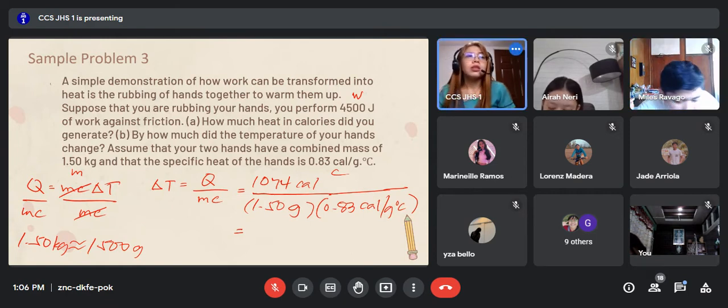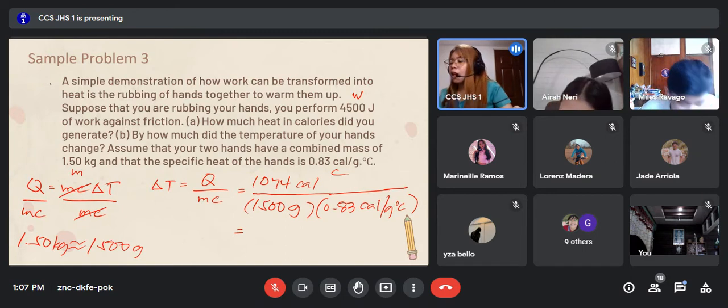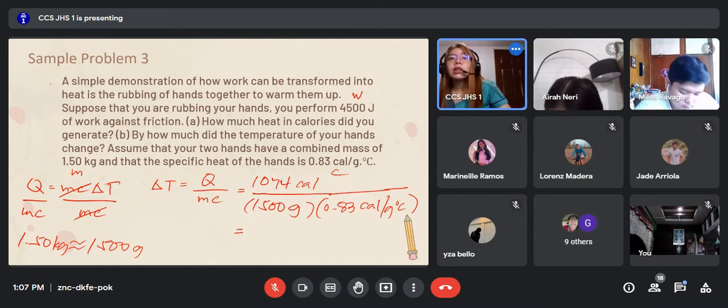Sorry, wala pa ako na change to 1,500. Anong grams ra akong gibutang? Wait lang ah. 1,500. Okay, so again, 1,074 divided by 1,500 times 0.83. So our answer is 0.86 degrees Celsius.